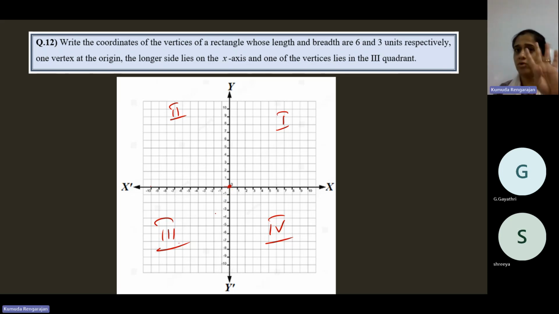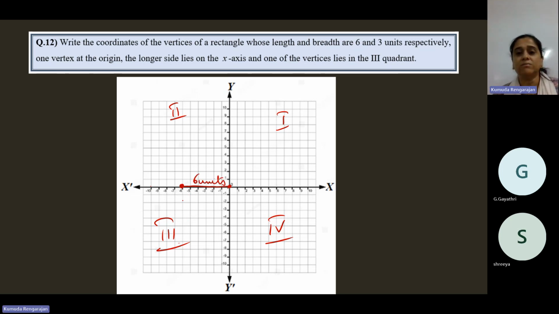How many vertices? Four vertices. Two vertices are given to you, their locations. One vertex is at the origin and another vertex lies in the third quadrant. And also the longer side is on the x-axis. So it should be like this, right? Till -6, because 6 units.